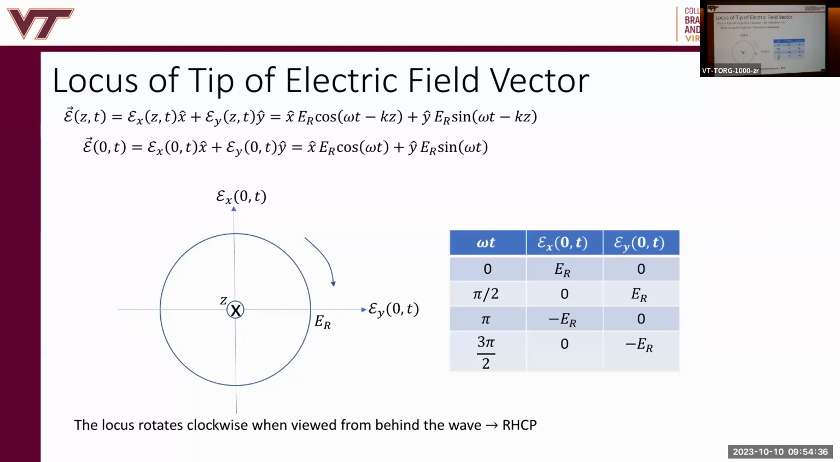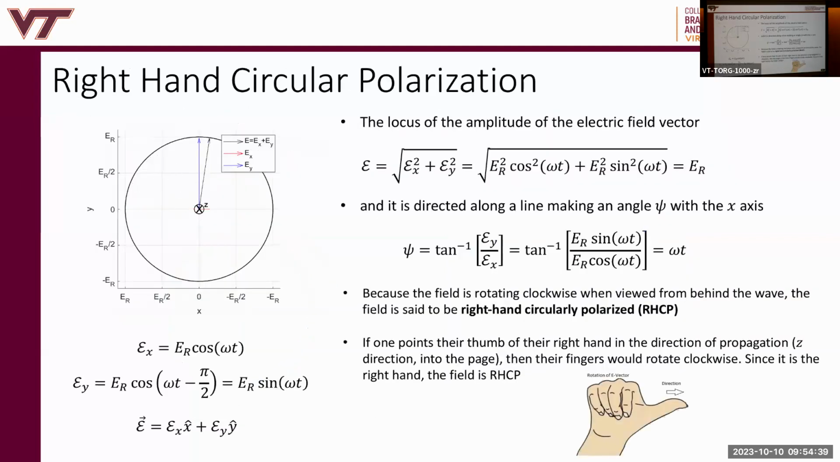Sounds fun. Okay, good. All right, so RHCP, we saw this already. We have two components. We can find the amplitude as the square root of Ex squared plus Ey squared. This is ER squared cosine squared, which we derived on the last slide, plus ER squared sine squared. ER is the same, it comes out. Cosine squared plus sine squared is 1, so we get ER. We can find the direction as the inverse tangent of Ey over Ex. Sine over cosine is tangent, so the inverse tangent of tangent just gives you omega t.